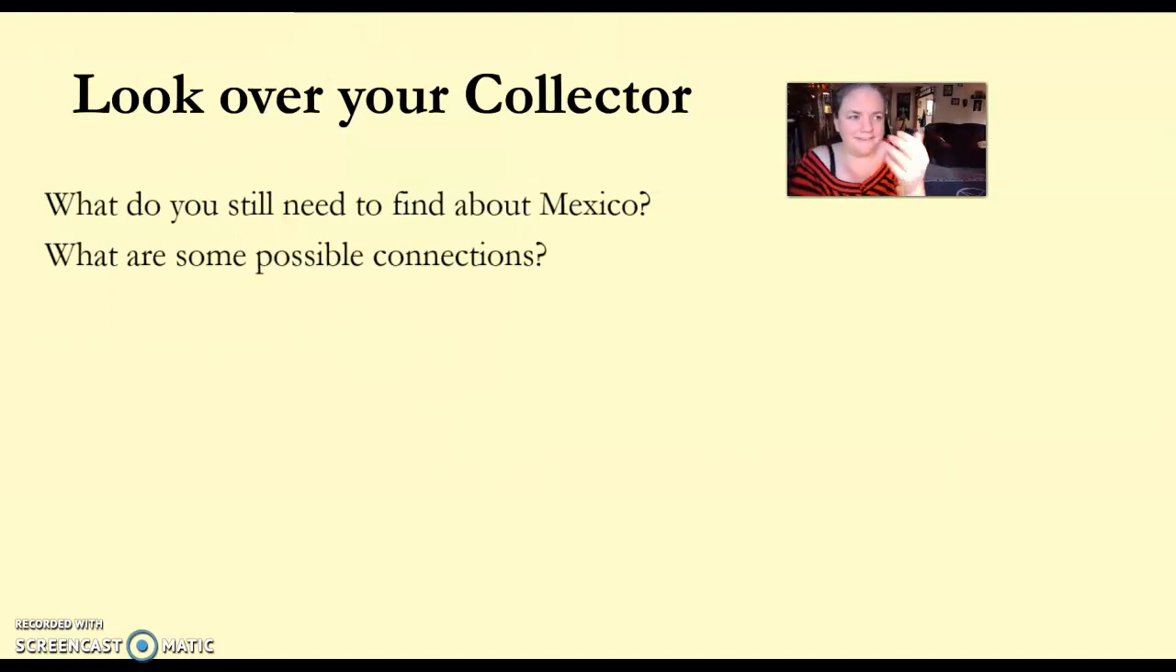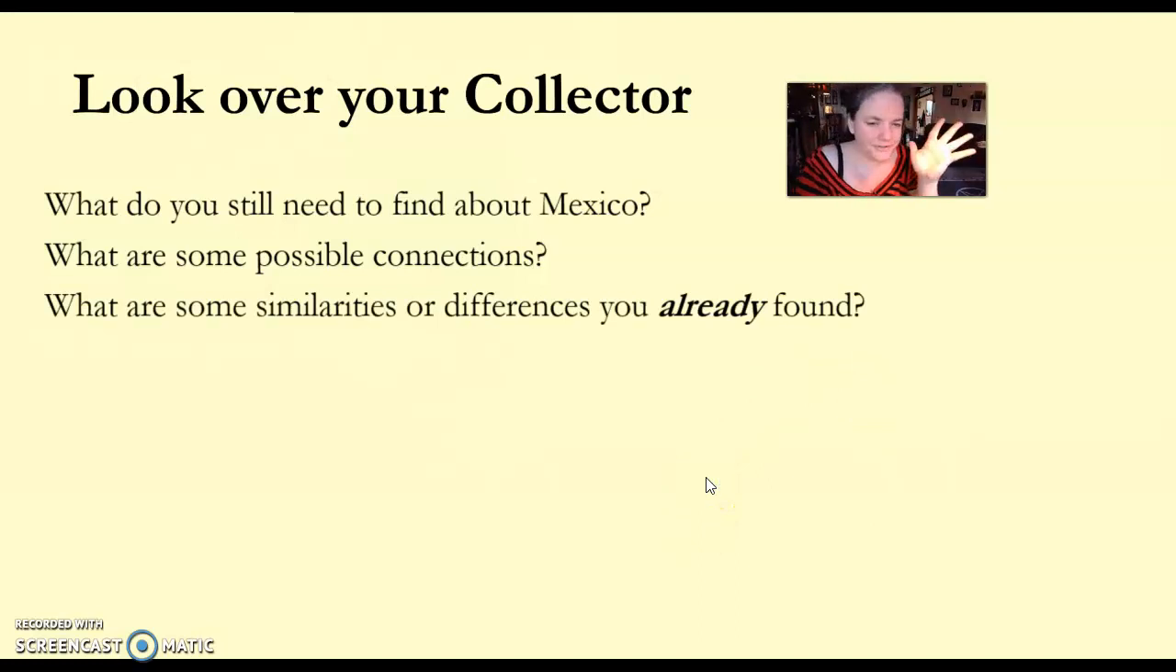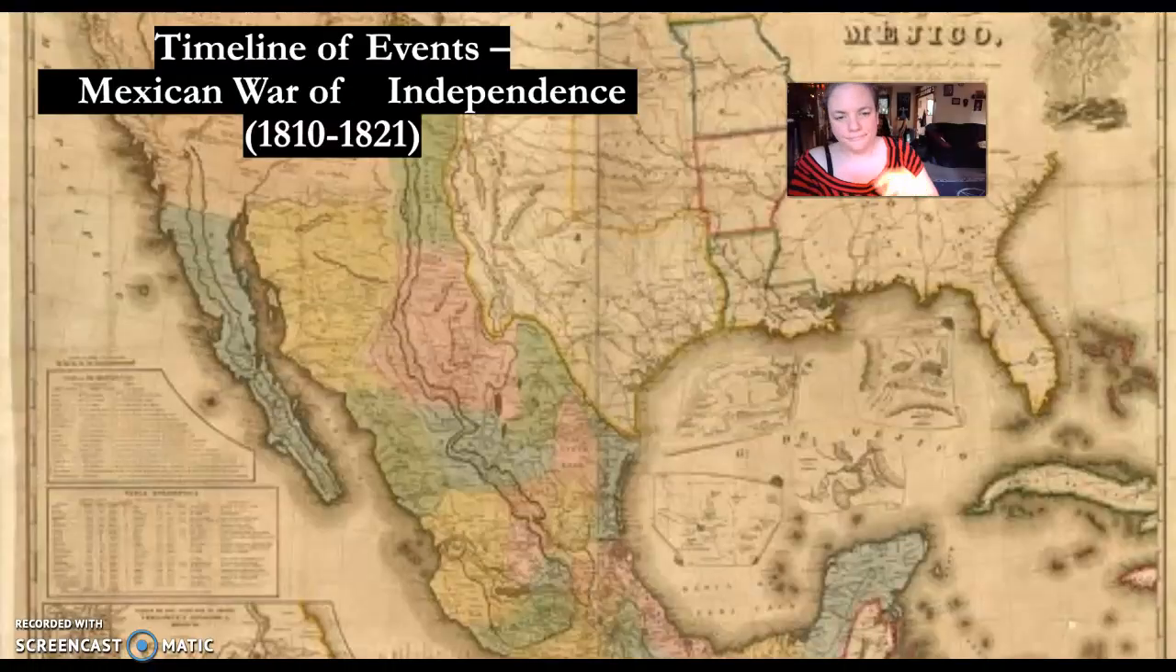At this point in your research, you've probably seen some possible connections, right? There are a lot of similarities in government structure, in economics, in social groups already. You'll get to know more about leaders today and especially tomorrow. So, cool beans. What are some similarities and differences you've already found? And with that, here's your second lecture on Mexico.